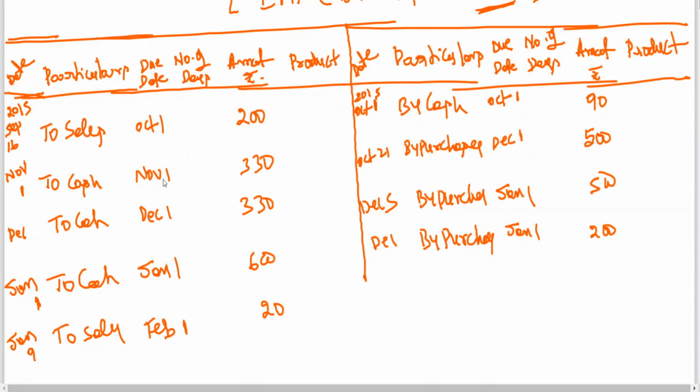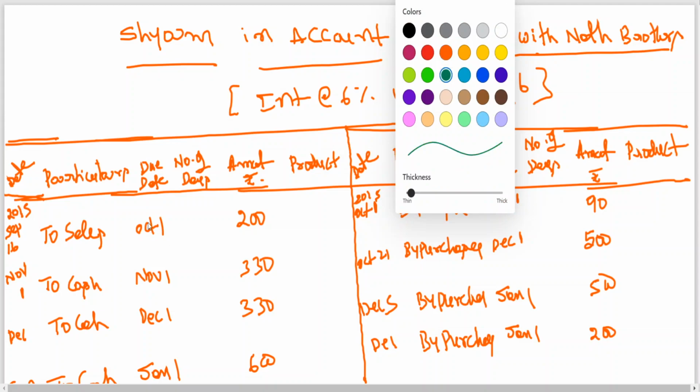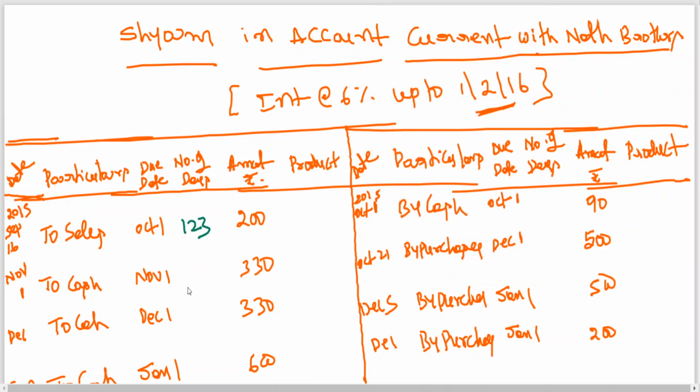Now you can go for calculation. I've already told you, when the due date is not given, the transaction date will become the due date. We need to calculate the number of days. So from October, how many days are there? October 30, plus November 30, December 31, January 31, plus February 1 is coming to 123 days. 123 into 200 is coming to 24,600.